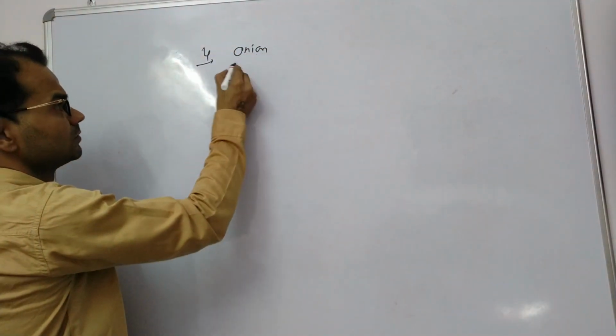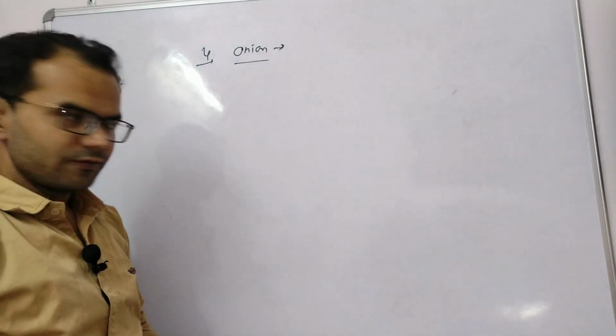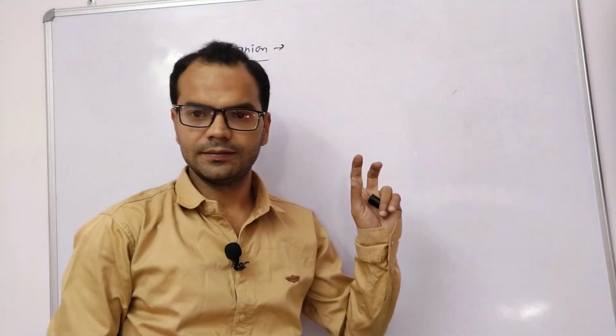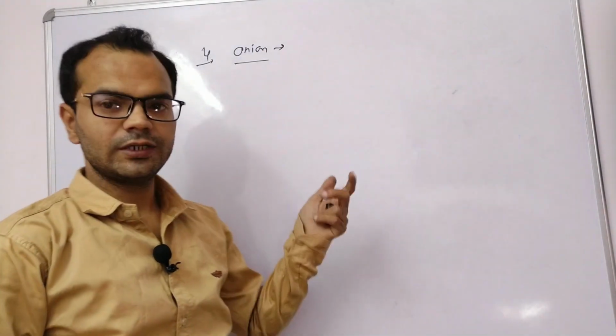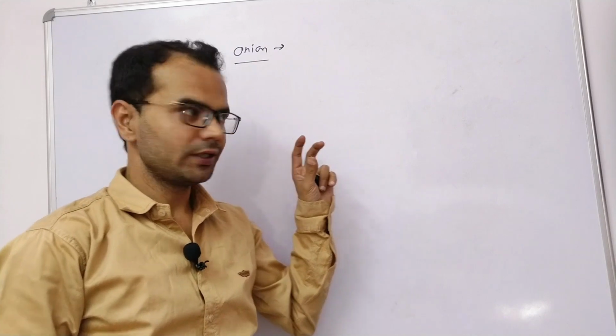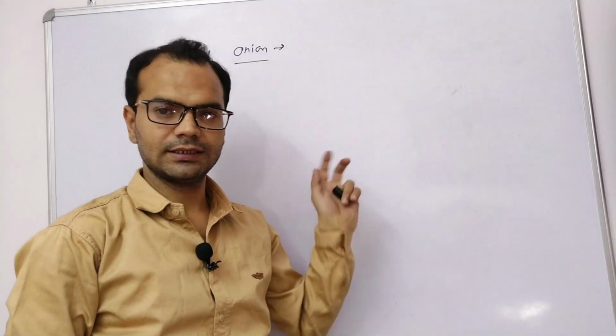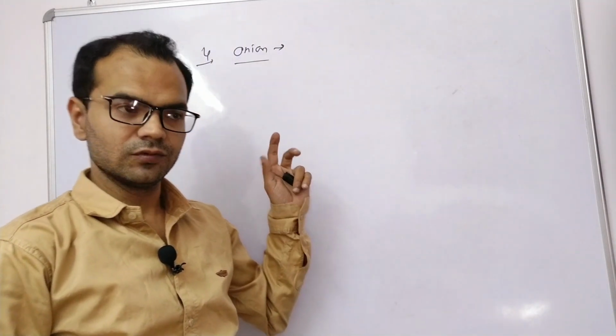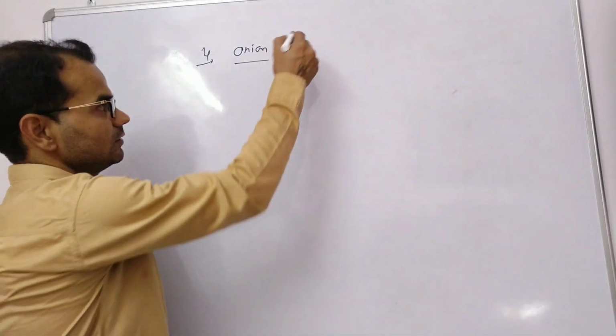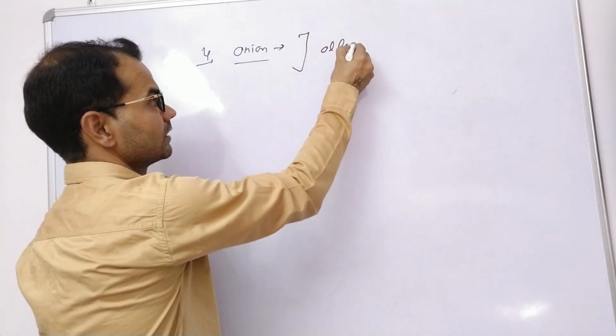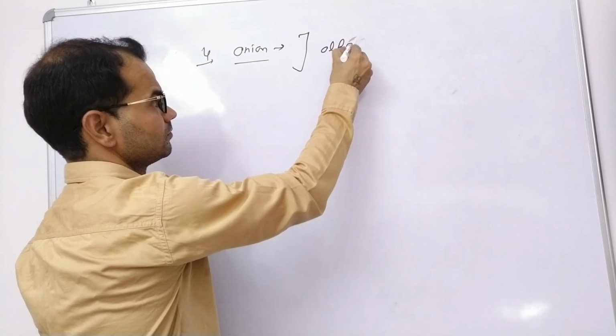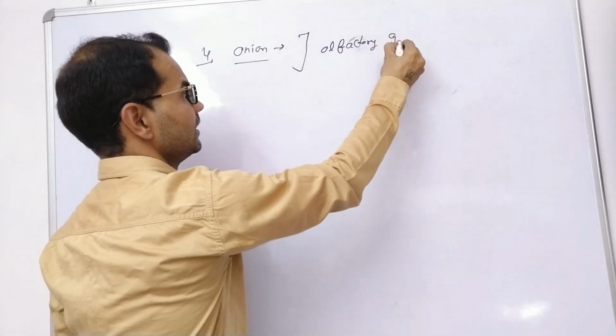Onion. As we all know, onion has a characteristic smell. So some natural indicators have the property to change their smell in acidic and basic medium. Those kinds of indicators are called olfactory indicators.